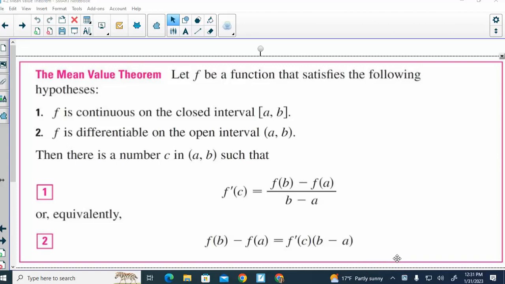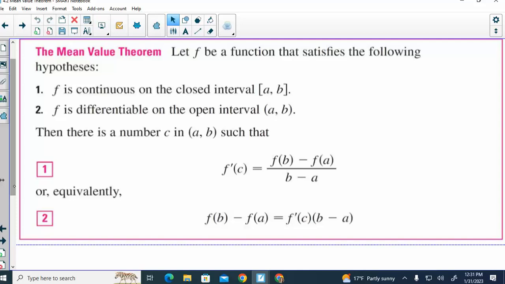All right. So the mean value theorem is very similar to Rolle's. It has to start out with the same first two conditions. It has to be continuous on the closed interval and differentiable on the open interval. But the third condition is different. It says that there is a number between a and b where the derivative at that number is equal to the slope between the endpoints.